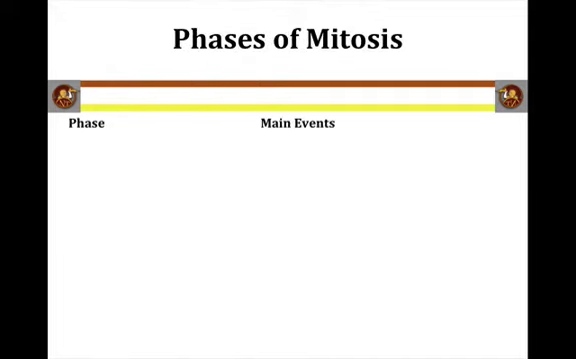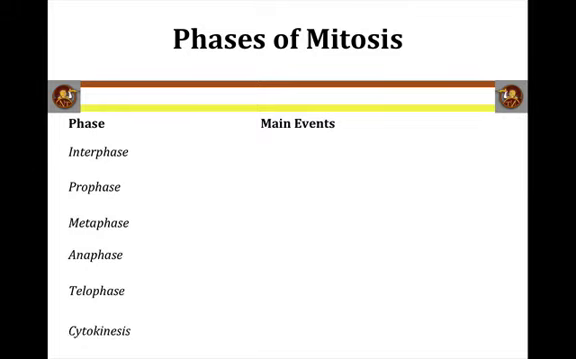Okay? There are several phases of mitosis, so you'll need to make yourself a little chart. Across the top, have one column that says phase, and a second column that says main events. Okay? In your phase column, we're going to put the following words: interphase, prophase, metaphase, anaphase, telophase, and last but not least, cytokinesis. Okay? So as we go through this, the main event for each phase is going to pop up right here in this column, and over here on the side will be a visual. Okay, the visual is going to change kind of like a flip book as we go through.